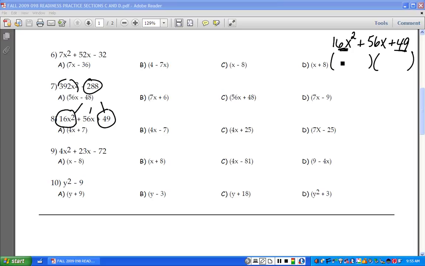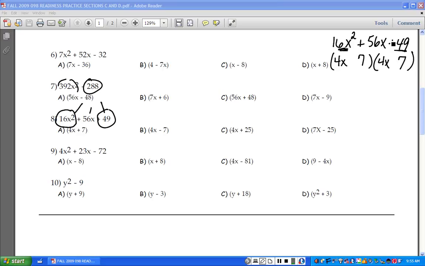So to get my first, I say first times first, and notice these numbers that I chose are the square root of 16. Square root of 16 is 4. Square root of x squared is x. So I just wrote the square root of my first term down here in the first position of both binomials. Now when I look at my 49, which is my last term, I know the square root of 49 to be 7. So I have a 7 and a 7 in the last position.